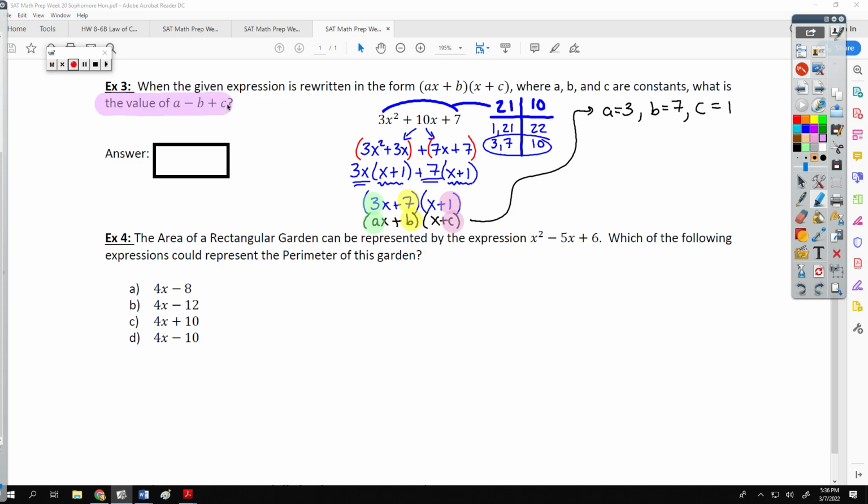So then we have to actually answer the question that is being asked in the problem, which is, what is the value of a minus b plus c? A minus b plus c would be 3 minus 7 plus 1. That is negative 4 plus 1, or negative 3.